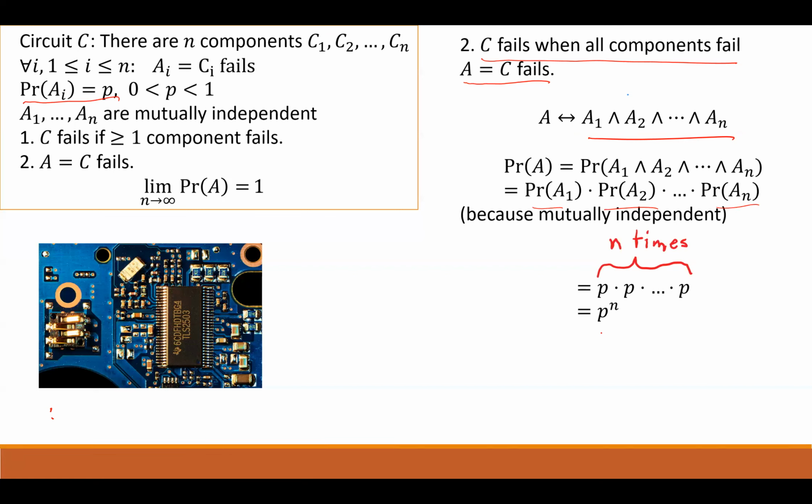So if my circuit only fails if every single component fails, then as n grows to infinity, again, since P is between 0 and 1, the limit is going to be 0. It just gets smaller and smaller every time I multiply it by itself.